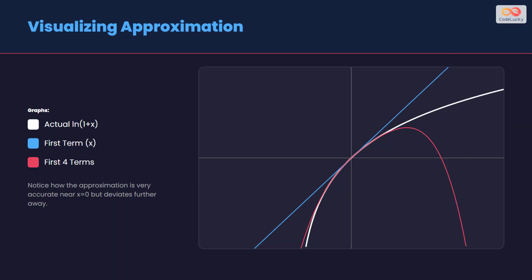Let's visualize this. The white line represents the actual natural log function. The colored lines are our polynomial approximations. As we add more terms, the red line hugs the white curve closer and closer near 0, demonstrating how the series converges to the function.